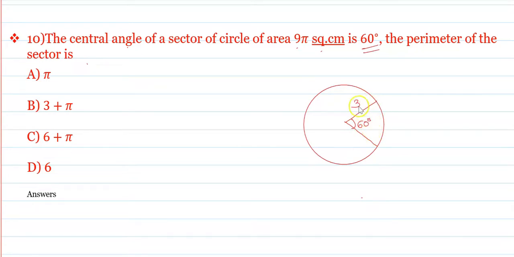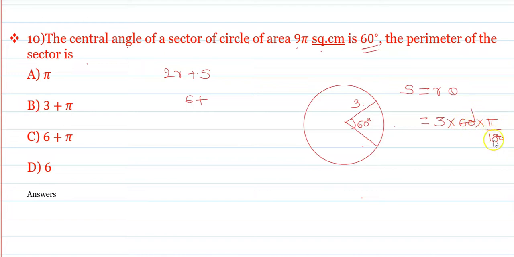Then what is the perimeter? That is this 3 plus 3 plus this s, means 2r plus s. r is 3, 3 into 2, you will get here 6. And the next, length of this arc, s is equals to r theta, and r is here 3, and theta is 60 into pi upon 180.